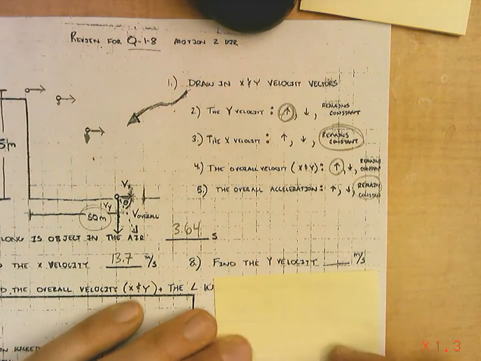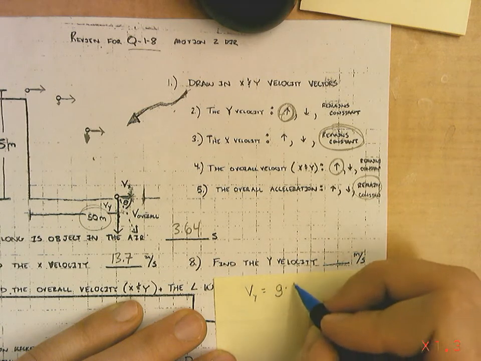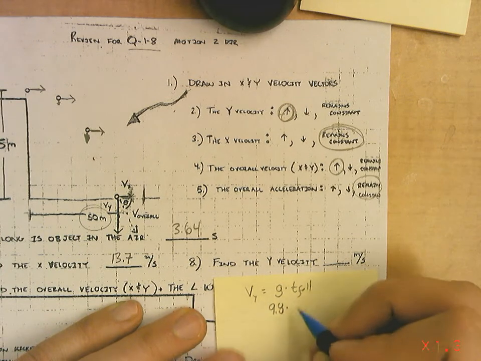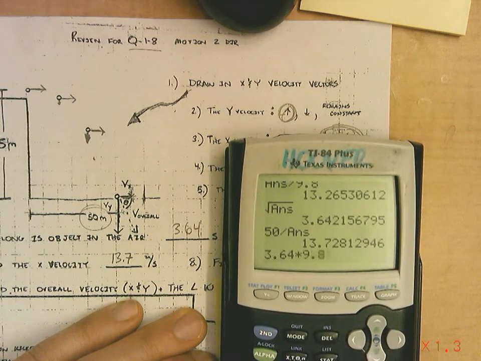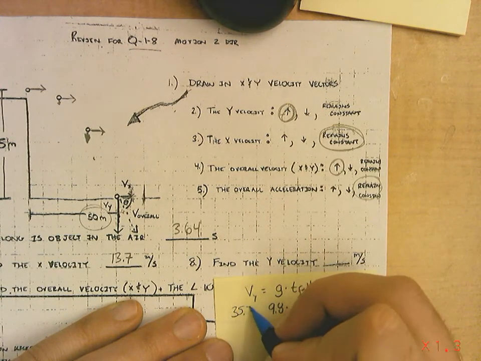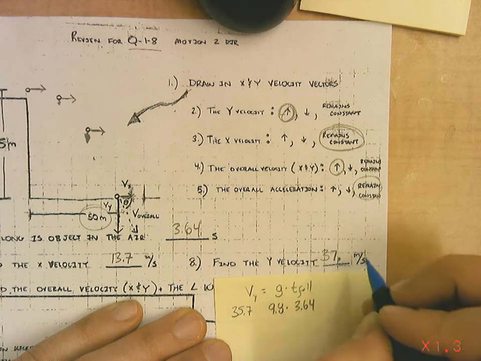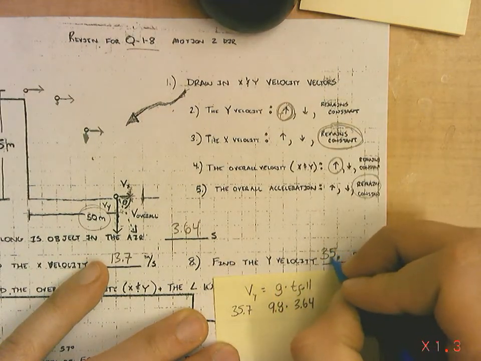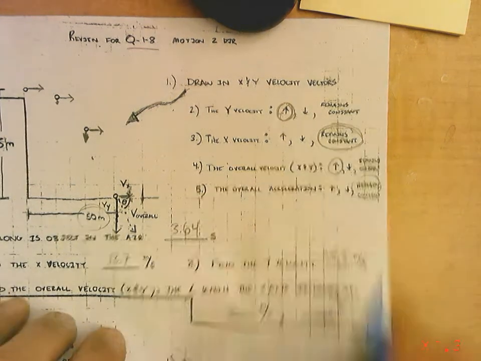So to find the Y velocity, we're going to take gravity times the t. So we'll be taking 9.8 times the time it took to fall, which was 3.64. So we take our same time again, and we multiply by 9.8, and we get 35.7 for our Y velocity, which is considerably faster, and that's represented by the picture. 35.7, and that's considerably larger than 13.7. So now we have each side of our triangle.